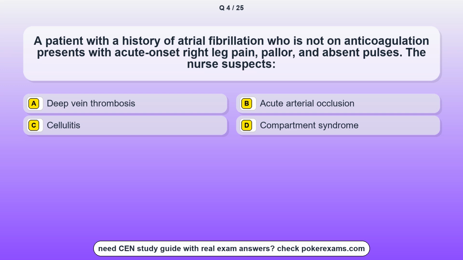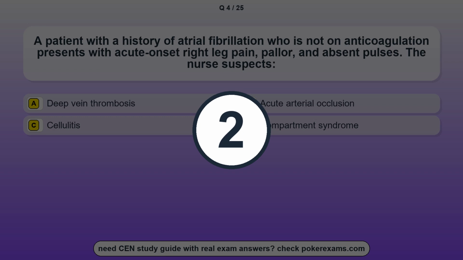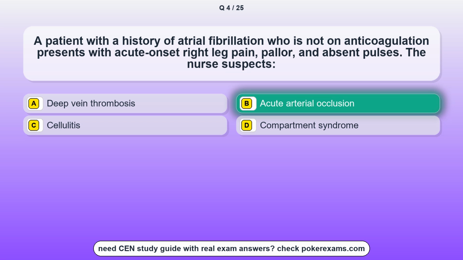Question 4. A patient with a history of atrial fibrillation who is not on anticoagulation presents with acute onset right leg pain, pallor, and absent pulses. The nurse suspects option A, deep vein thrombosis, option B, acute arterial occlusion, option C, cellulitis, option D, compartment syndrome. The correct answer is option B, acute arterial occlusion.